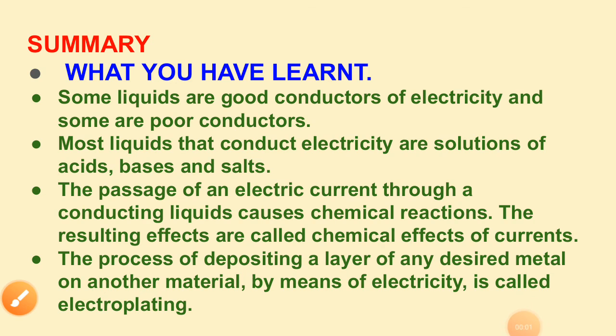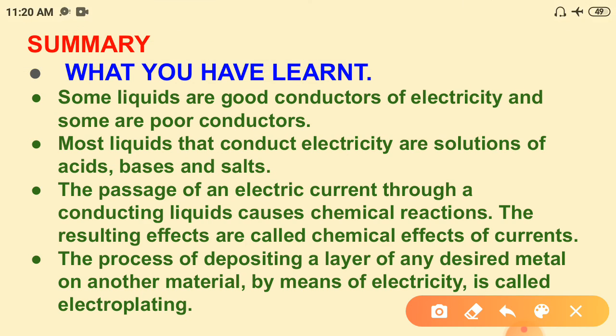Summary. What you have learnt. Some liquids are good conductors of electricity and some are poor conductors. Most liquids that conduct electricity are solutions of acids, bases and salts. The passage of an electric current through a conducting liquid causes chemical reactions. The resulting effects are called chemical effects of electric current, and the process of depositing a layer of any desired metal on another material by means of electricity is called electroplating. I hope you all have understood this chemical effects of electric current part 2.